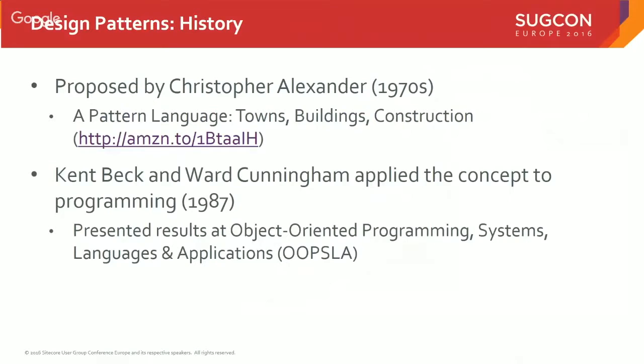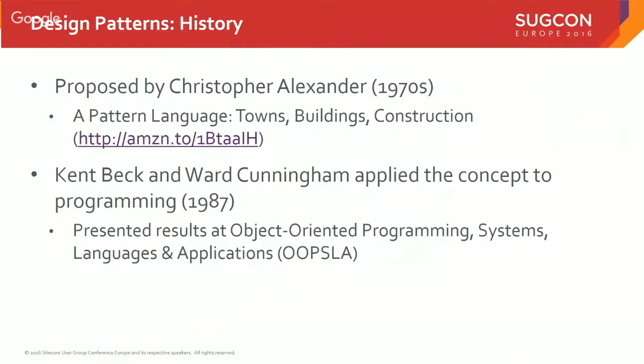Originally, it came from a guy named Christopher Alexander. He was a professor at Harvard. He taught about architecture, but not solutions architecture, more like building buildings and planning cities. Kent Beck and Ward Cunningham started trying this in the software field, and they presented at the OOPSLA conference back in 1987.